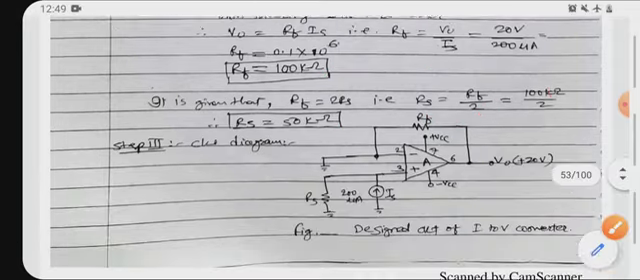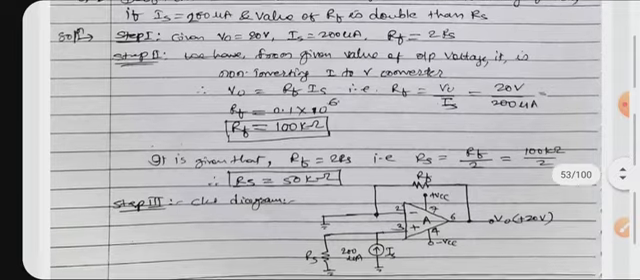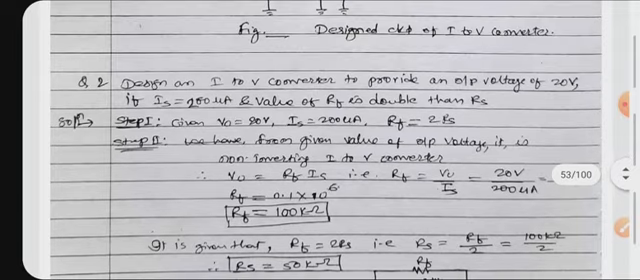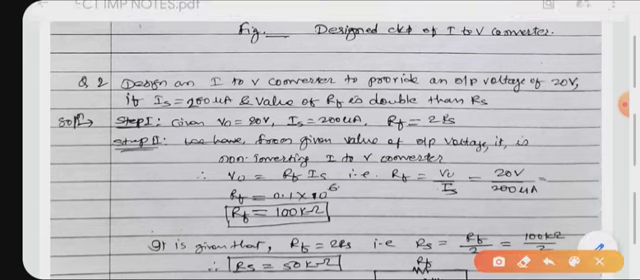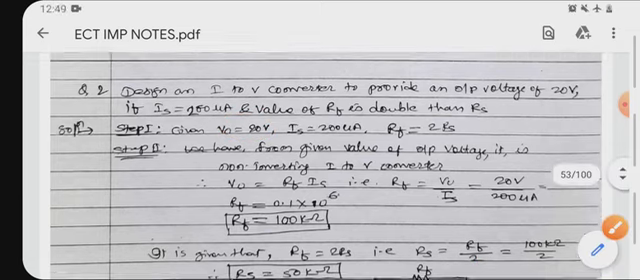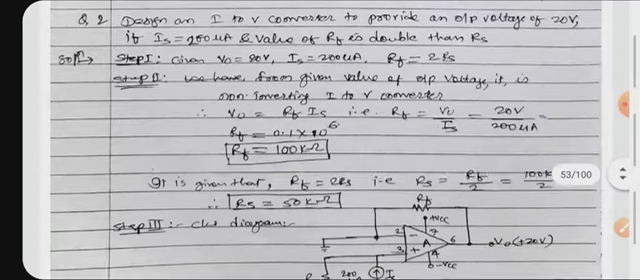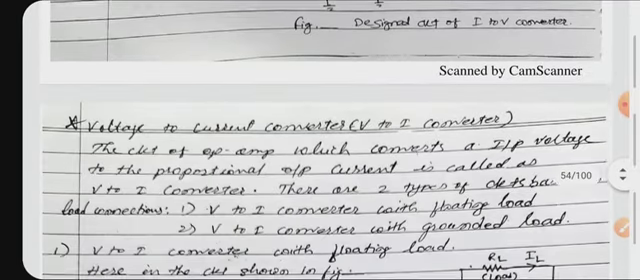Finally draw the circuit diagram with all component values. But this is the non-inverting configuration because the output voltage is given as plus 20 volt. Okay, so from the given value of output voltage, it is a non-inverting I to V converter. In the previous case, the output voltage given was minus 10 volt. That's why it was an inverting I to V converter.